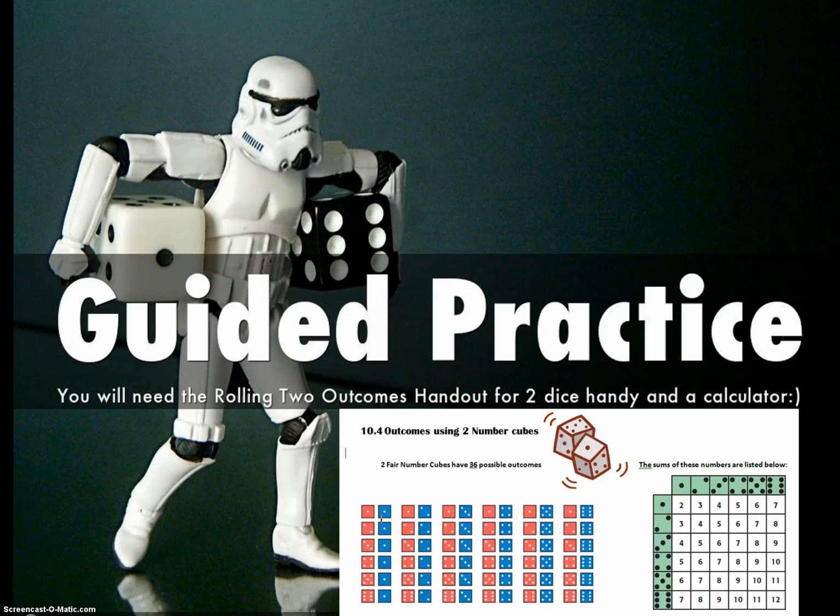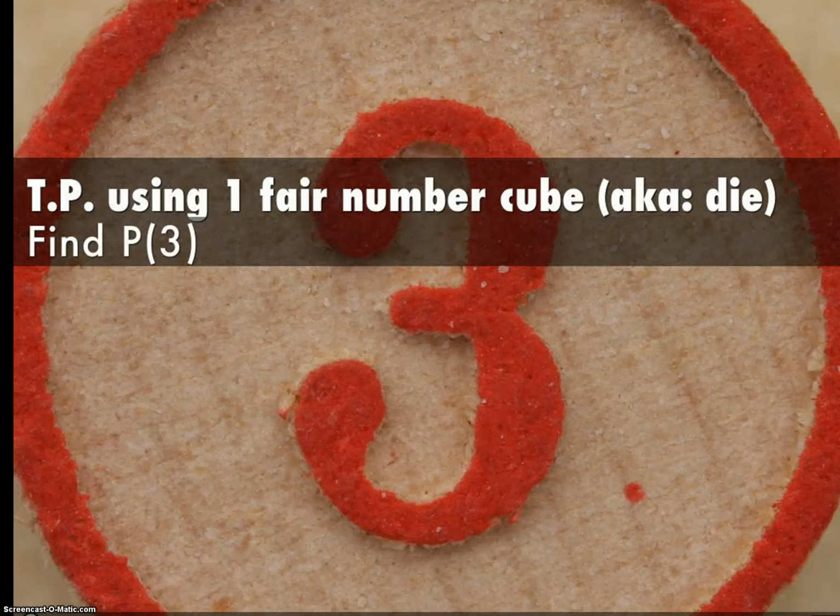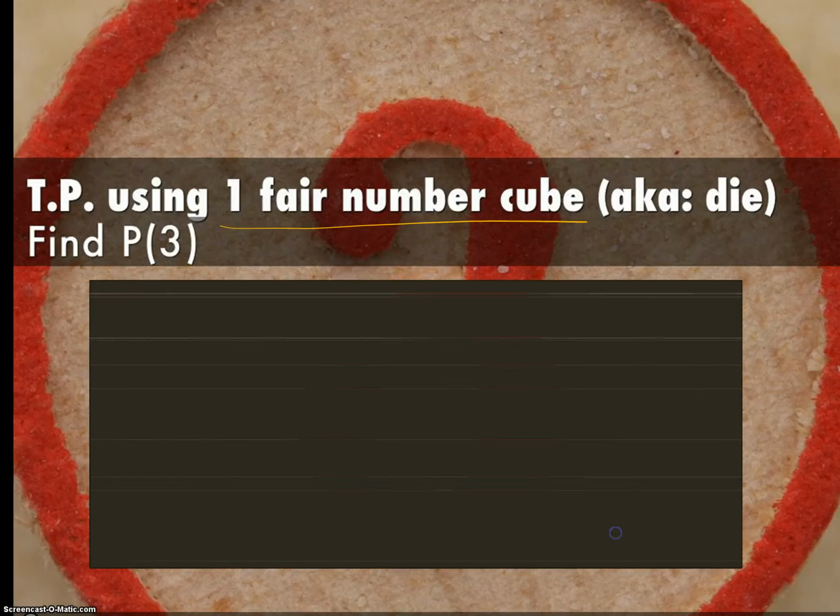So now we're going to do some guided practice. Find the other side of your green sheet, and these will be on there so you can do your work right alongside, or if you'd rather do it on the back, that's fine. Have this handout ready. It'll really help you out. All right, so what's the theoretical probability using one die or one fair number cube to find the probability of rolling a 3?